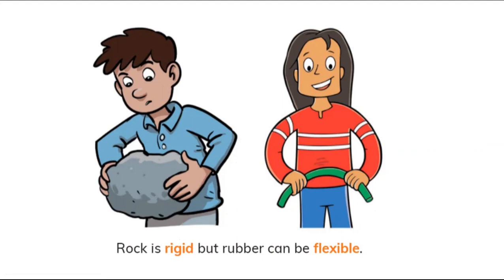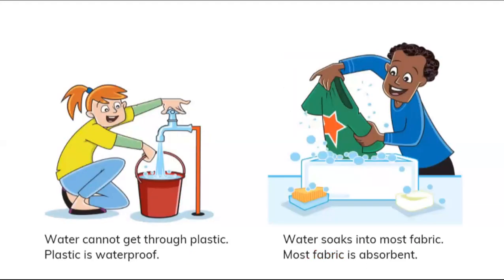So we have two materials, right? The rock and the rubber. So what is the property of the rock? It is rigid, means it's very strong. And what is the property of rubber? It is flexible. You can bend, you can twist, so it cannot break. You can make them longer.